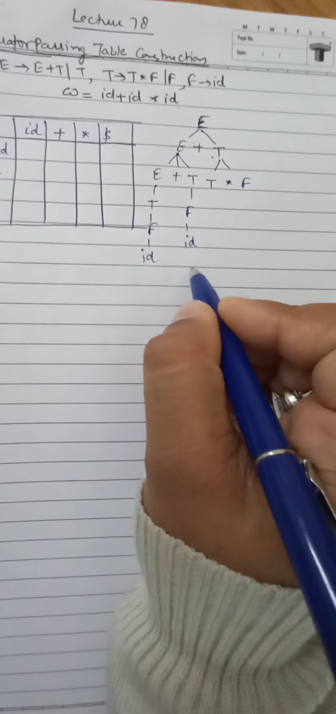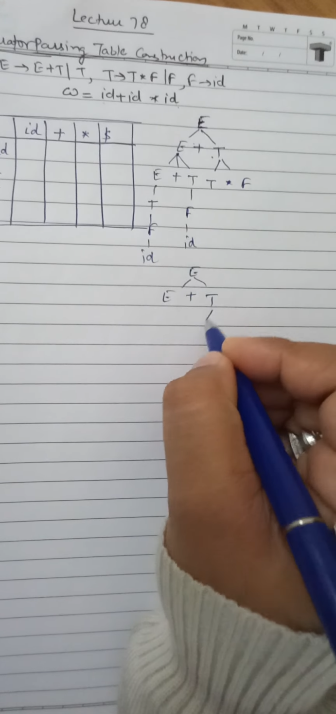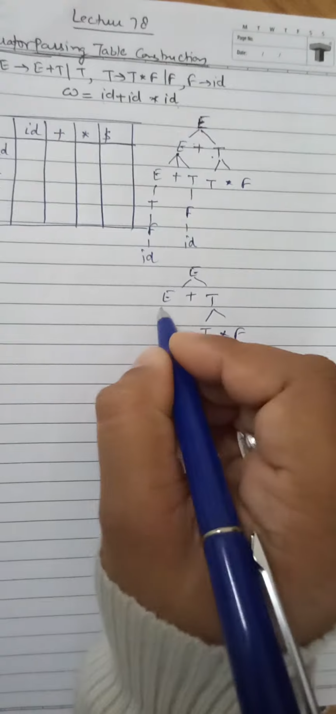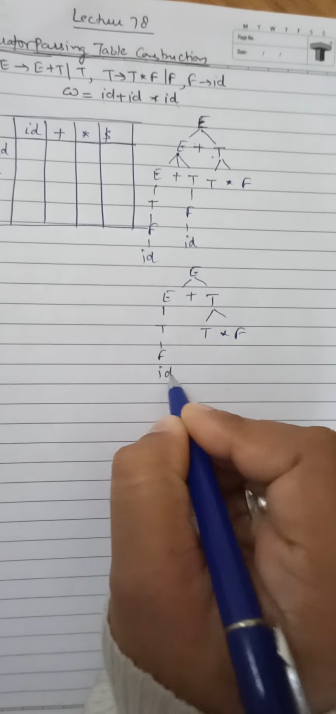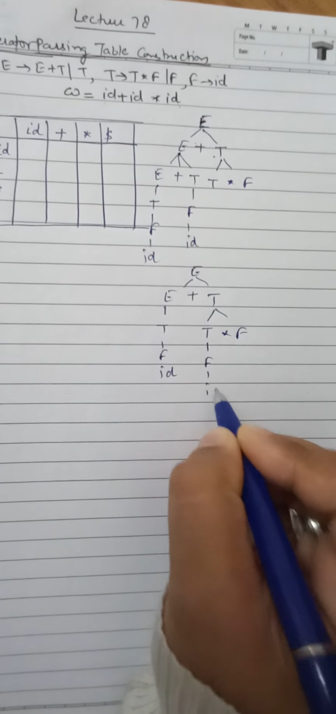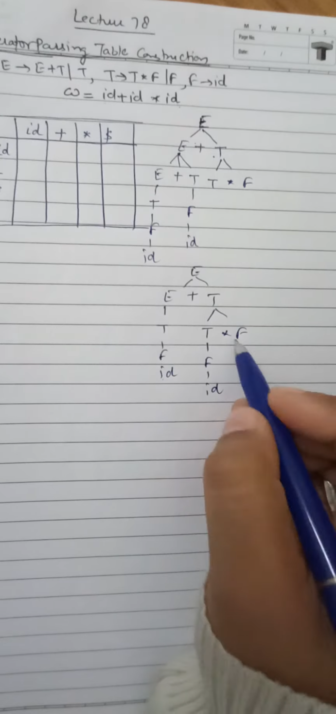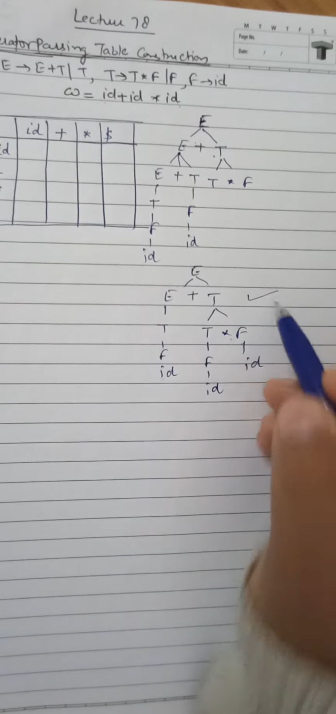So what is the correct way? The correct way is E tends to E plus T, and then T tends to T star F. So E tends to T, T tends to F. So it will be ID plus, what will it be? T tends to F, F tends to ID, and ID plus star, so F ID. So this is our correct string.